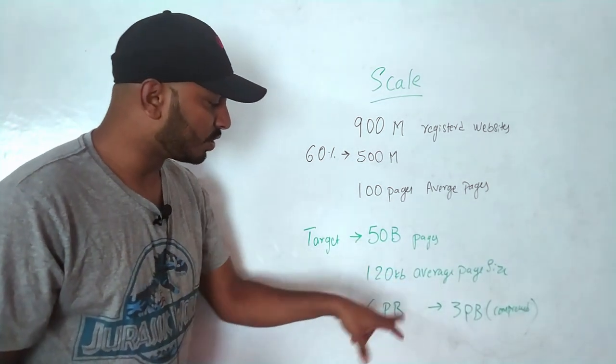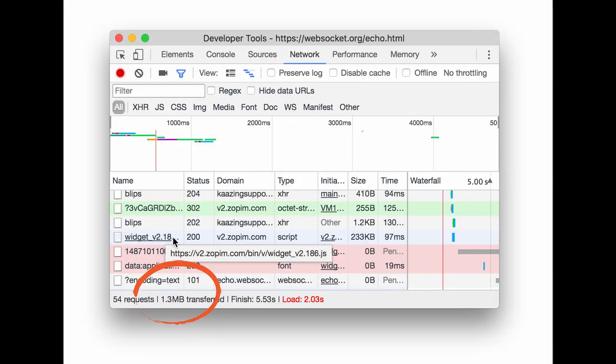So you might go to inspect element and then the network tab, and at the bottom you can see the total size of the page for any given website, which is the total amount of downloaded content. But that's not true in the case of a crawler, because we are only crawling the main page or index page.